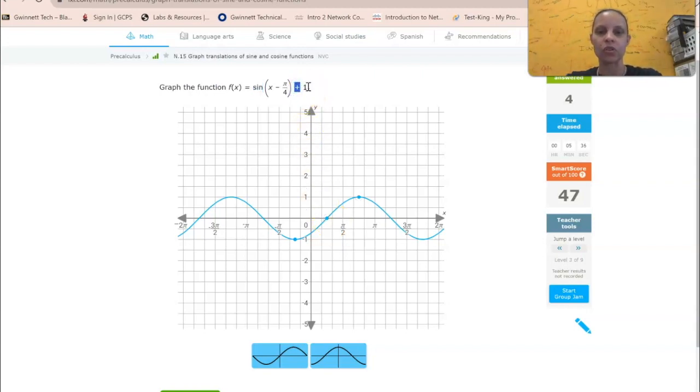What does a plus 1 do? So again, it's outside, it's y and regular, so it moves it up. So I'm going to move the one in the middle from 0 up to 1.